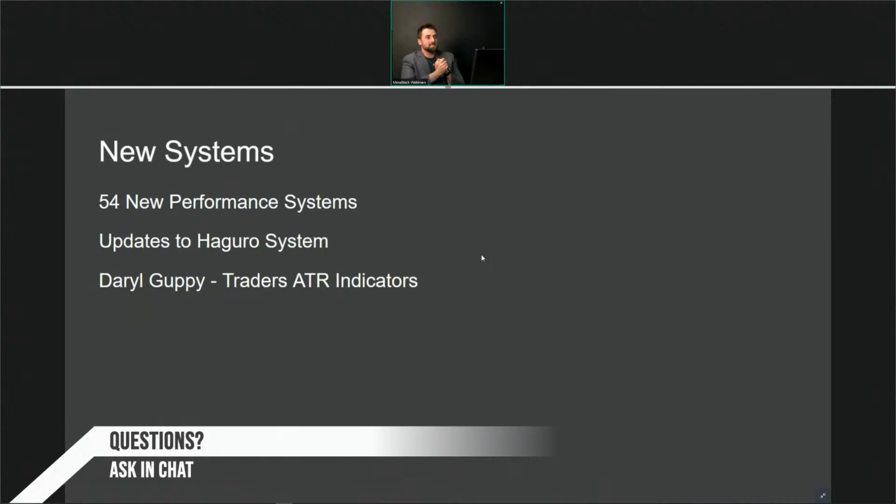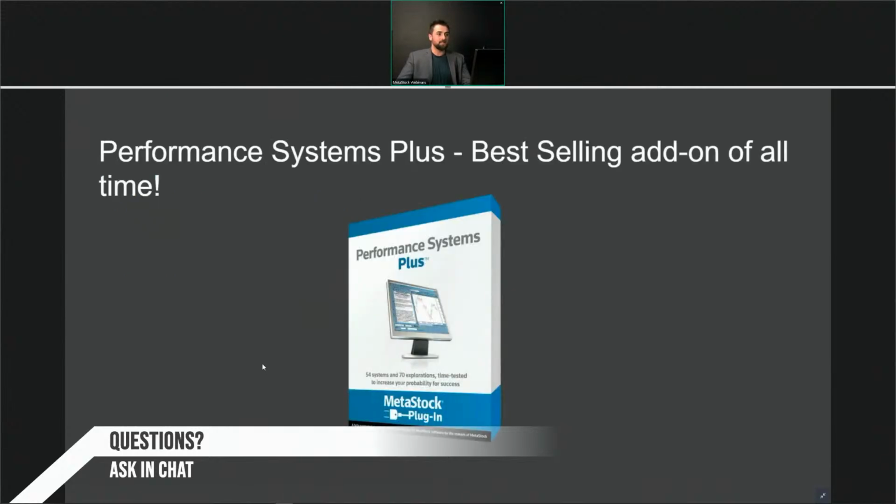So I actually did touch on this, but we have the Performance Systems Plus. It used to be an add-on that we would sell for $300, and we've always had some built-in performance systems, around 30 of them, and there are 54 additional performance systems that were available for $300, but we've been able to get those included inside of version 18 of MetaStock. We've also added some updates to the Haguro system and added Daryl Guppy's traders ATR indicators.